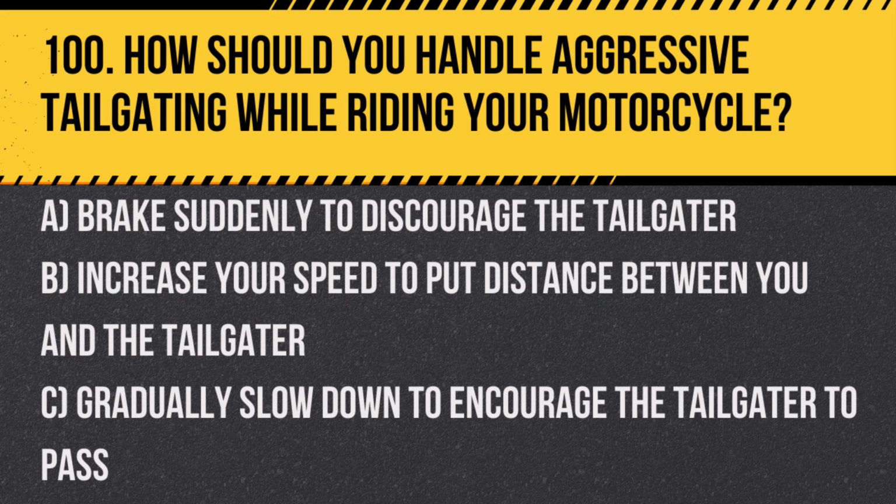Question 100. How should you handle aggressive tailgating while riding your motorcycle? A. Brake suddenly to discourage the tailgater. B. Increase your speed to put distance between you and the tailgater. C. Gradually slow down to encourage the tailgater to pass. Answer. C. Gradually slow down to encourage the tailgater to pass. This helps to safely increase the space between you and the aggressive driver.